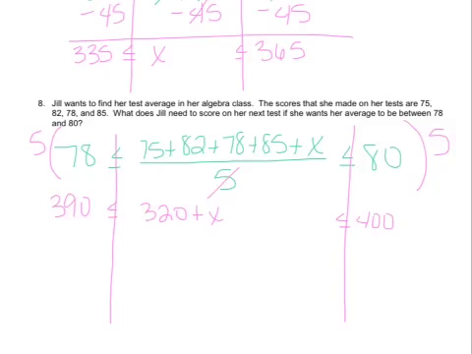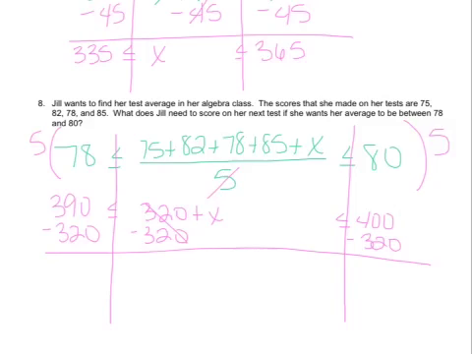And to finish solving this, I will subtract 320 from the middle, the right, and from the left. And so 390 minus 320 is going to be a 70. And then 400 minus 320 is going to be an 80. So her next test has to be any grade between a 70 and an 80, and she will still have an average that falls where she wants it. So that's what that means.